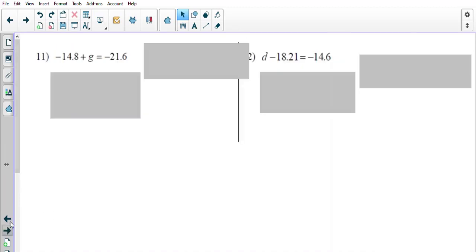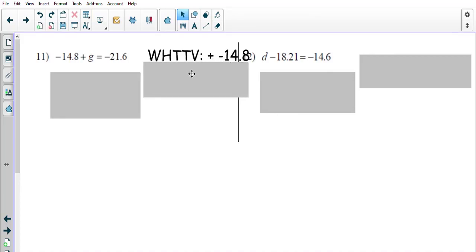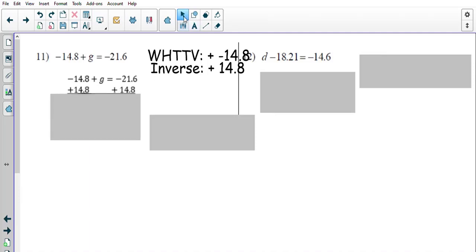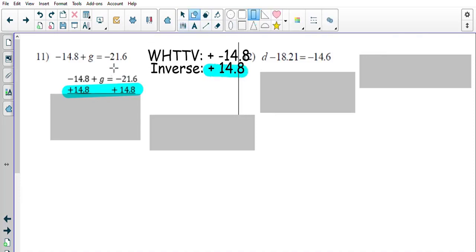All right, moving right along. Number 11, let's mix in some decimals. Why not? We've got negative 14.8 plus g equals 21.6. Goodness, flip-flopped those. What's happening to the variable is we are adding negative 14.8. So the inverse is to add a positive 14.8. So add 14.8 to both sides. And in your calculator, you're going to plug in 21.6 plus 14.8. Practice plugging this into your calculator to make sure you know how to do it.